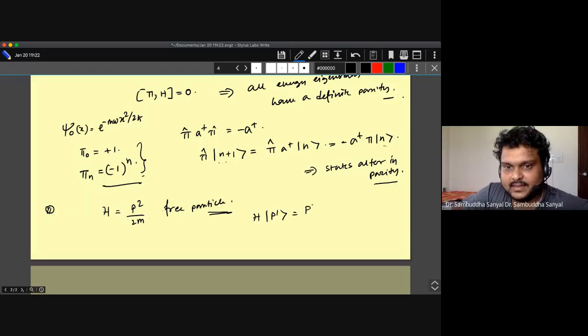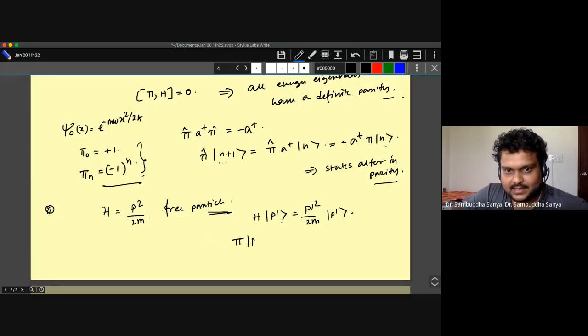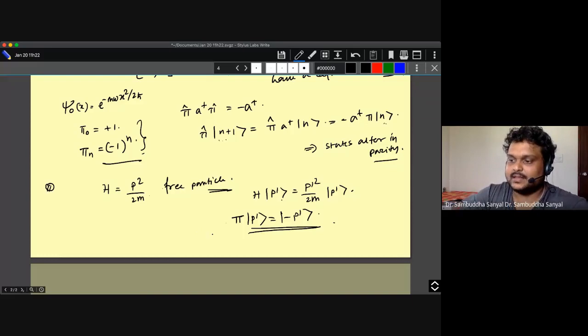You can immediately see the thing about this problem, because the momentum eigenstates are its energy eigenstates, because of this structure, because there is no V term. But momentum eigenstates, we know, are not parity eigenstates, because parity gives you minus p prime, and that is because of the degeneracy. The states p and minus p have the same energy eigenvalue. So because of this degeneracy, they need not be the same as pi.